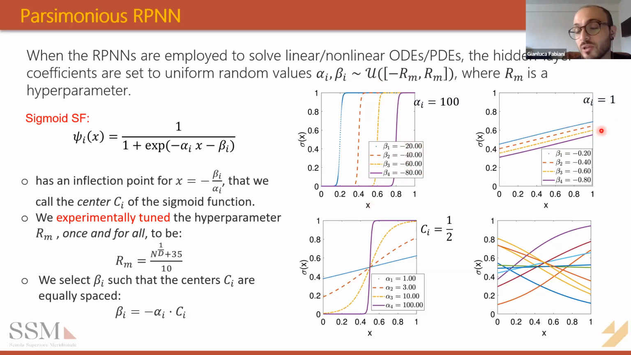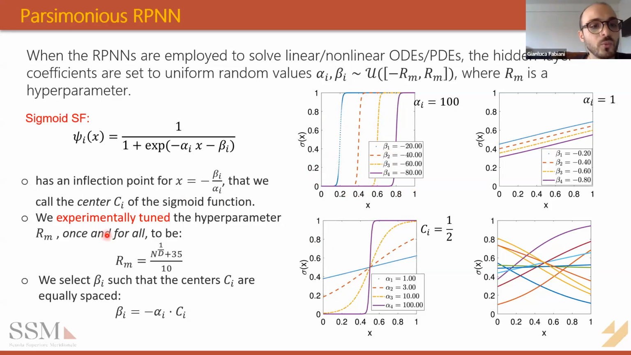We don't want functions that are too linear. And we want to set the center, that is the inflection point, that can be defined as minus beta_i over alpha_i, internal to the domain where we are working. We don't want functions that just vary outside of the domain, but they should vary inside the domain.